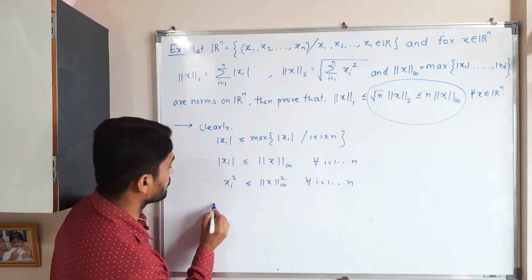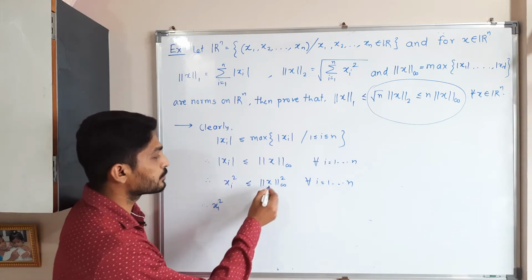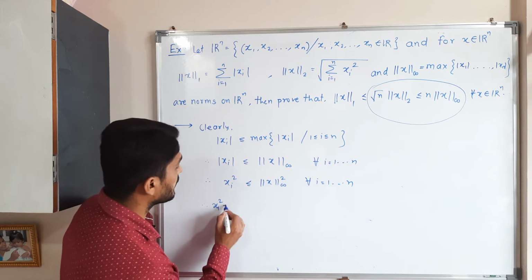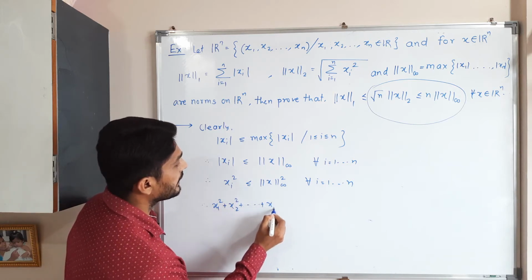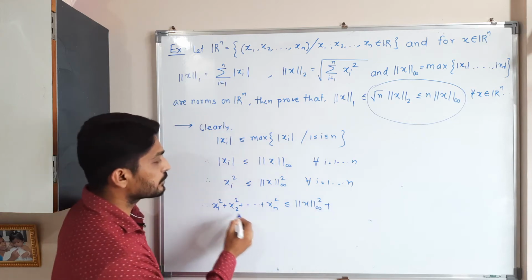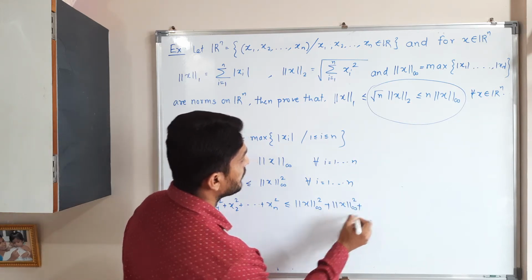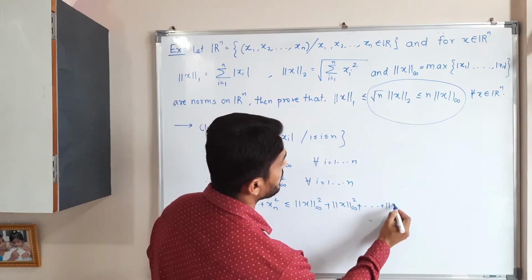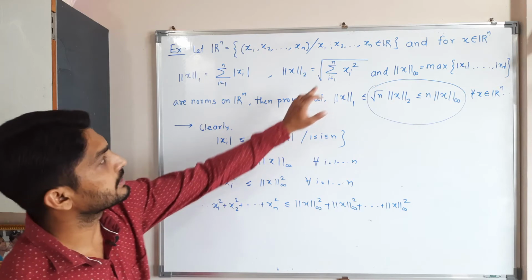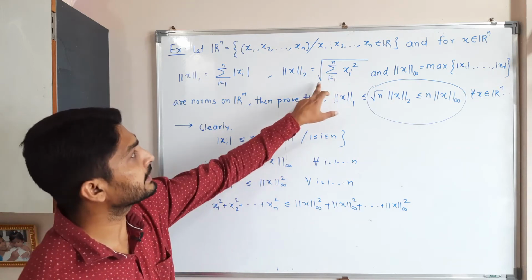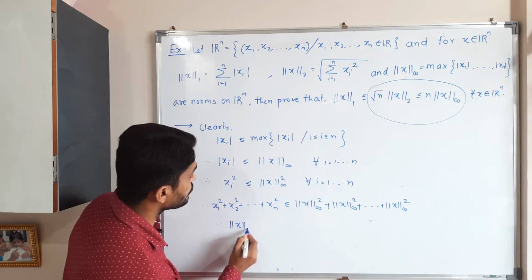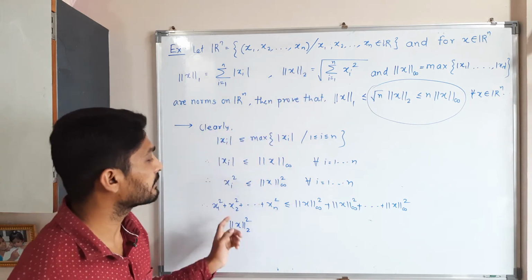So therefore x1 square is less than or equal to this one, x2 square is less than or equal to this one, as well as xn square is also less than or equal to this one. So if you add all these elements, what will happen? x1 square plus x2 square plus and so on xn square is less than or equal to, see, the first one is less than norm x infinity square, the second one is also less than norm x infinity square, the third one is also, each of them is less than norm x infinity square. Now this is nothing but summation xi square, here also summation xi square, simply there is a root and here there is no root. So this is nothing but norm x2 square. If you take the square of it, you will have the same thing, right?